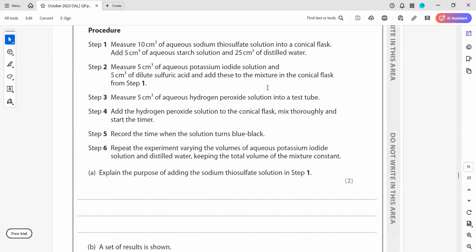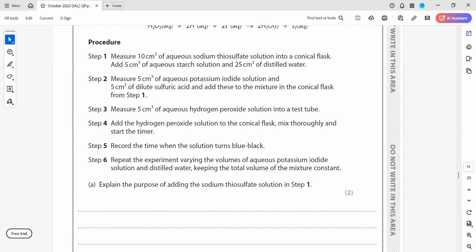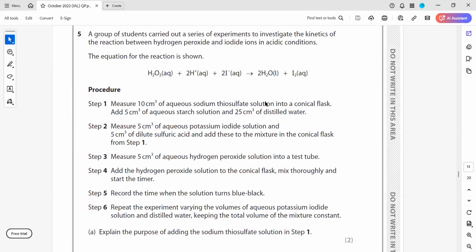State the purpose of adding a thiosulfate in step 1. Look, what is the main purpose of adding a thiosulfate? In this reaction, what is happening? Hydrogen peroxide is reacting with iodide forming iodine molecule, okay? And we add a thiosulfate so that this iodine molecule which is formed will react with a thiosulfate and convert back into iodide.